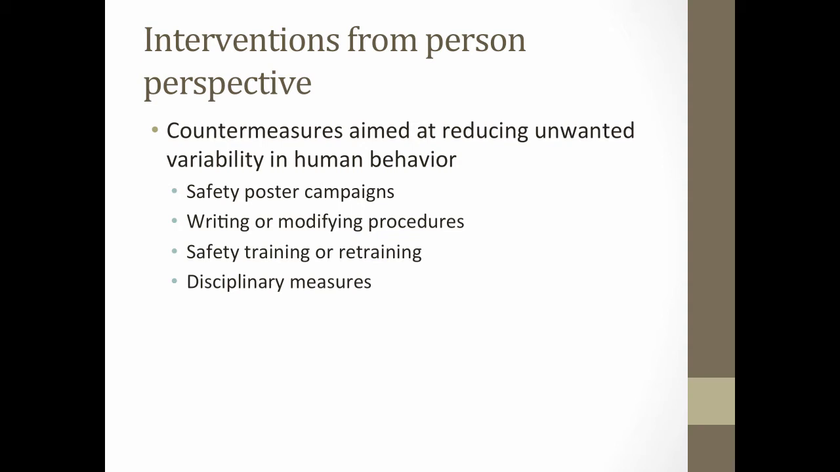Okay, the interventions from the person perspective. How do you intervene to reduce errors? Well, associated countermeasures from the person approach are directed mainly at reducing unwanted variability in human behavior. So these methods would include poster campaigns that appeal to people's fear, writing another procedure, or adding to existing ones, disciplinary measures, threats of litigation, retraining, blaming, shaming people. Followers of these approaches tend to treat errors almost as moral issues. Again, sort of assuming that bad things are going to happen to bad people, and blame the victim or the just world hypothesis.